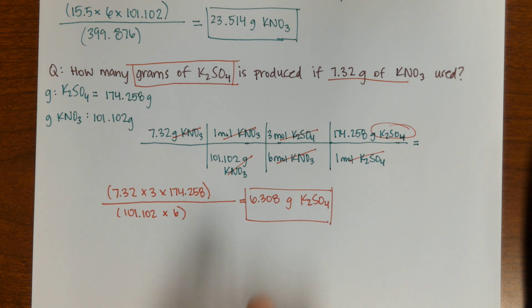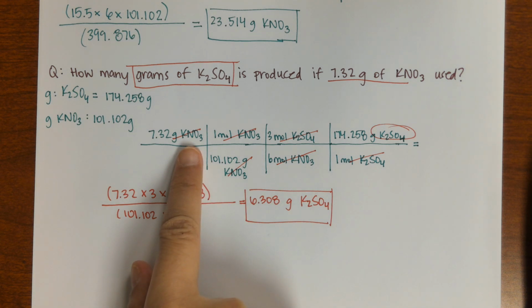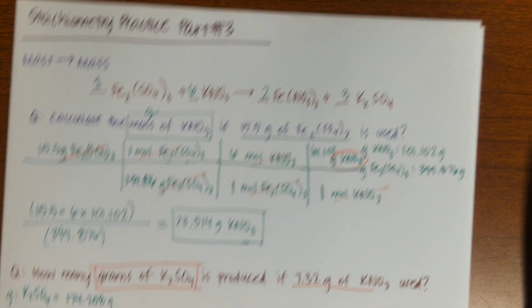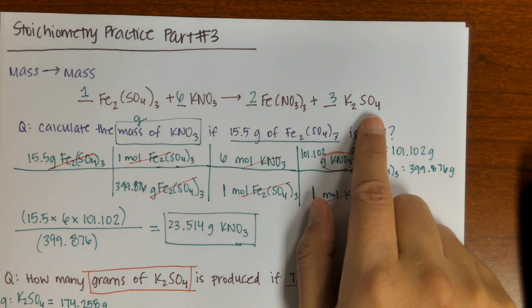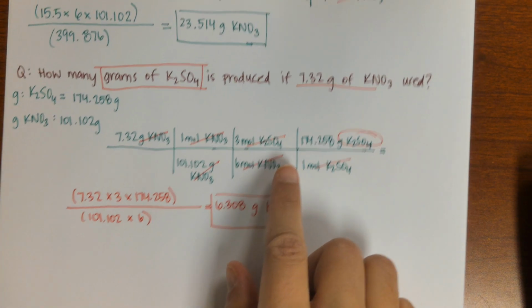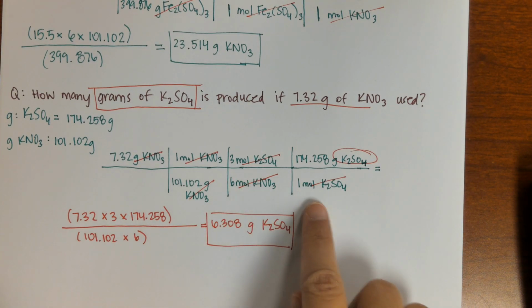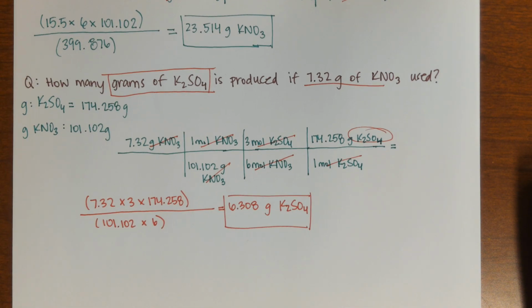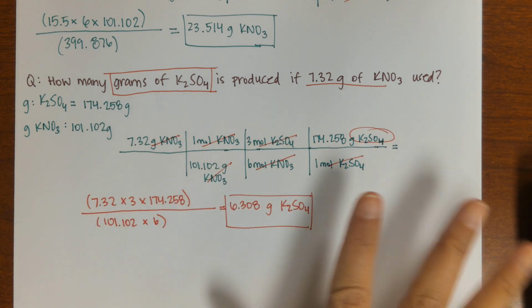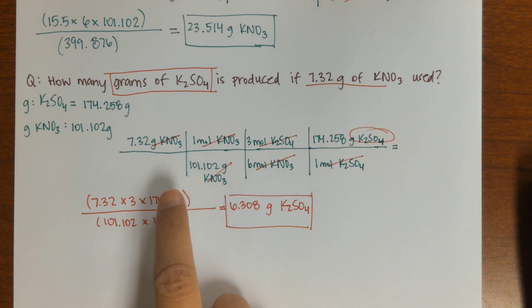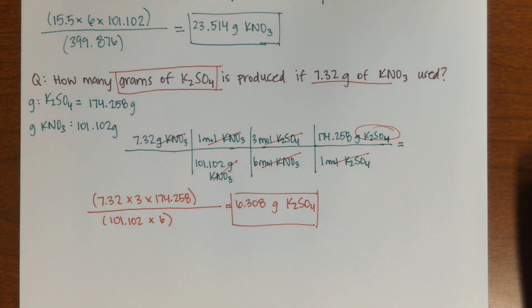As you can see here, starting with KNO3, potassium nitrate, I converted that to moles and then went through the mole ratio. According to the equation, I have 3 for potassium sulfate and 6 for potassium nitrate, so 6 on the bottom and 3 on top, and then I convert that to the grams of potassium sulfate. Since there are numbers everywhere, I would multiply the top, multiply the bottom, then divide top by bottom, or put everything in parentheses, and you should get your correct final answer.